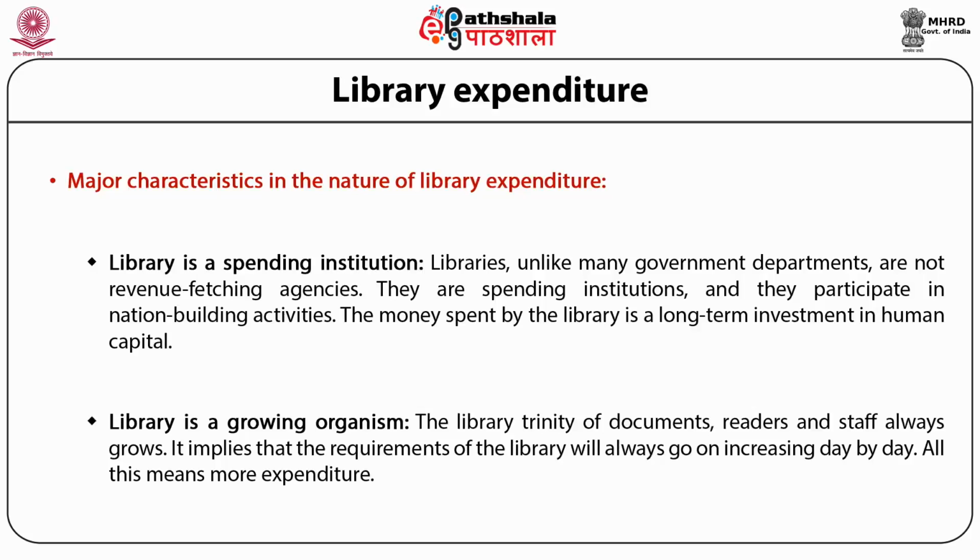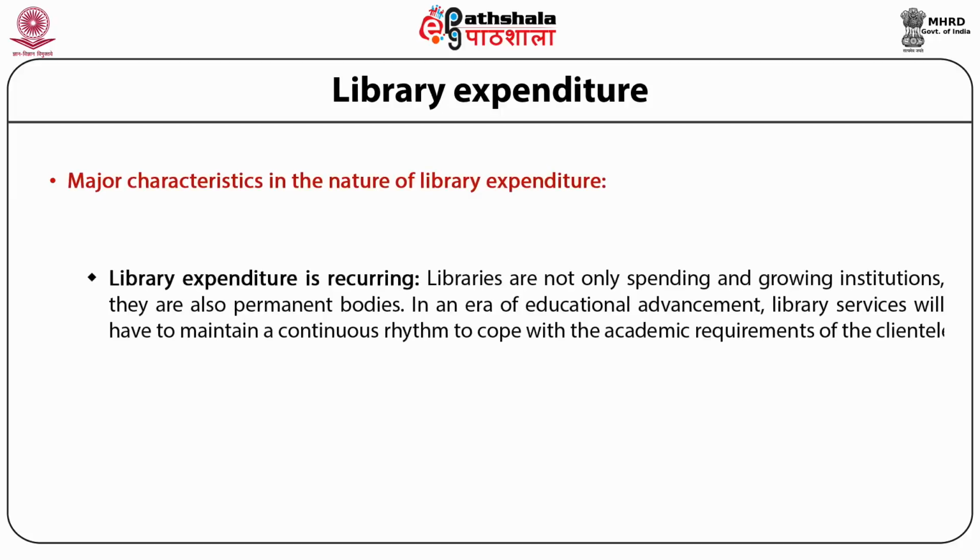There is growth. The library is a trinity of three things: documents, readers and staff. They always grow. It implies that the requirements of the library will always go on increasing day by day. All this means there will be more expenditure. So library is a spending institution. Library expenditure is recurring. Libraries are not only spending and growing institutions, they are also permanent bodies.